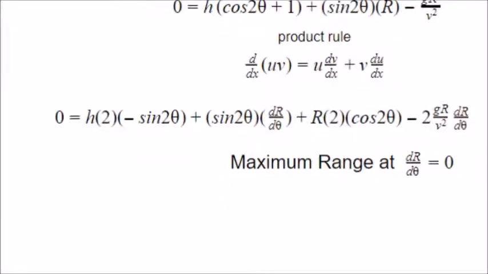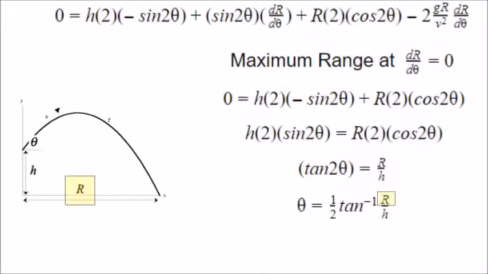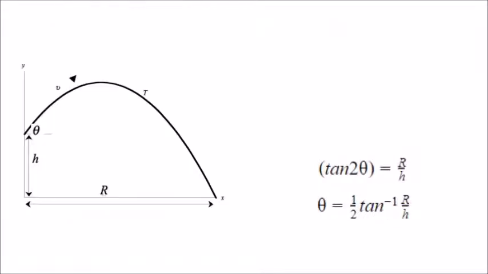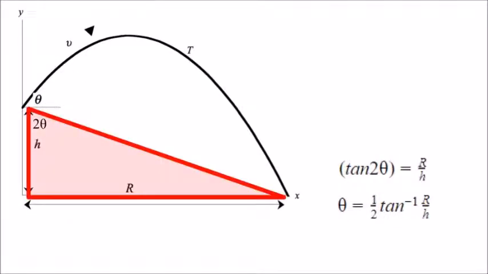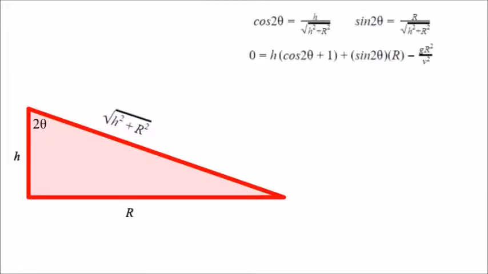Great, an expression for theta. Bad, it's in terms of r. And that's bad because we want to know theta so we can find r. Hey, look at that. Weird, but hey, you're the one who told us that tan 2θ is r over h, so that's that, and this is the hypotenuse, cosine, and sine, and this is where it came from.